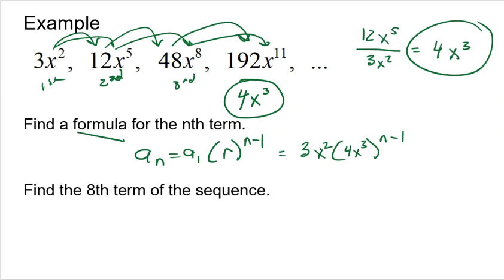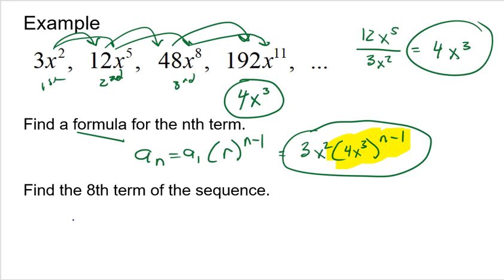Now, I would encourage you to not do anything with this. Please do not multiply 3 times 4 and say 12. You cannot multiply because, again, order of operations, the exponent's first. And this back part here is the exponential part, and it says 4x cubed, but it's not 4x cubed. It's 4x cubed raised to the n minus 1. So please don't distribute. I would just leave the answer like that.